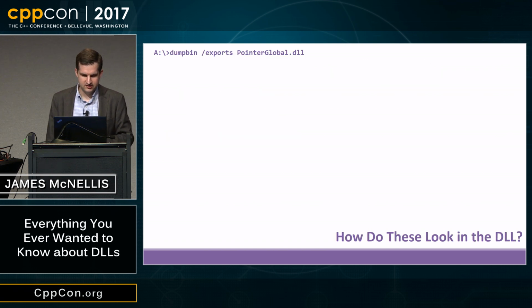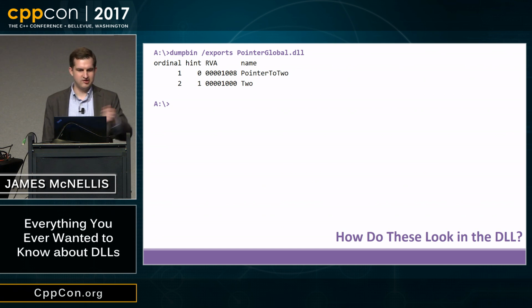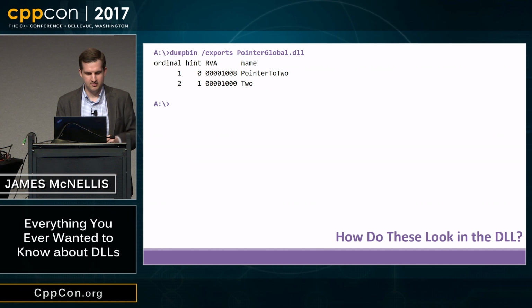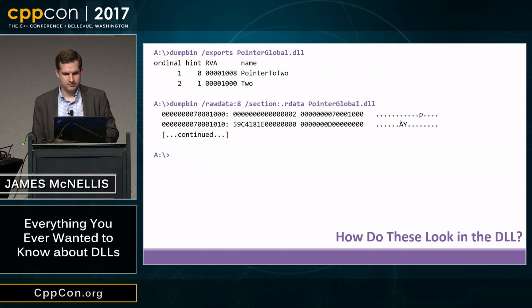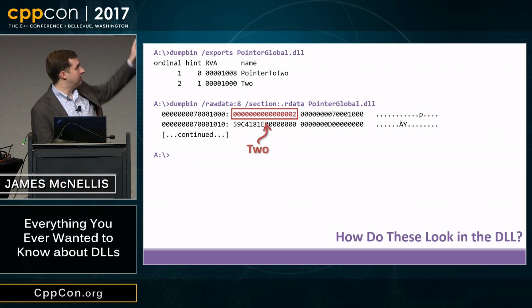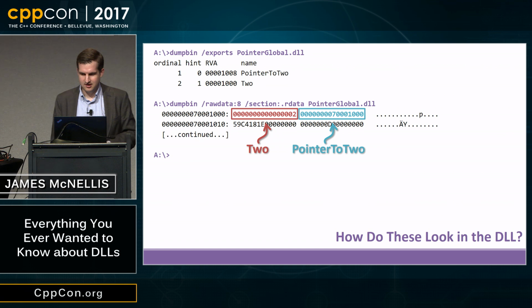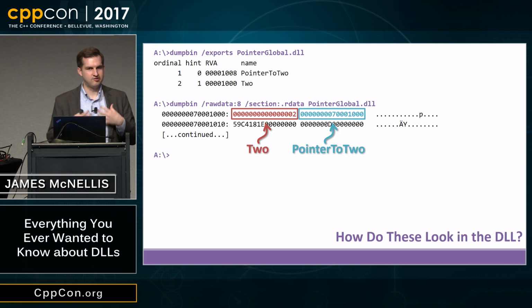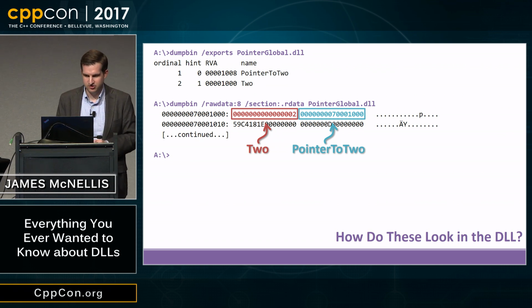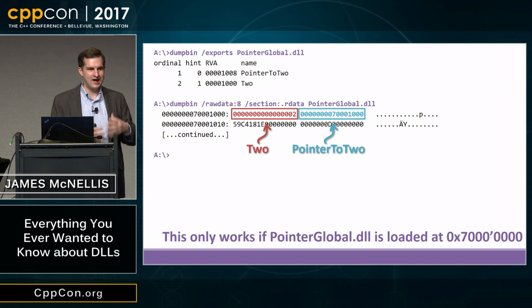So how do these look in the DLL? Well, we can look at the exports. Again, this is why I exported them. We can see that 2 is at RVA 1000 and the pointer is at RVA 1008. If we look at the rdata section, we can see that 2 is at RVA 1000 and pointer to 2 is at RVA 1008. And you can see that the pointer to 2 contains the actual pointer we're expecting to find. So it's assuming that the DLL is located at its preferred base address. This is only going to work if pointerglobal.dll gets loaded at that preferred base address.